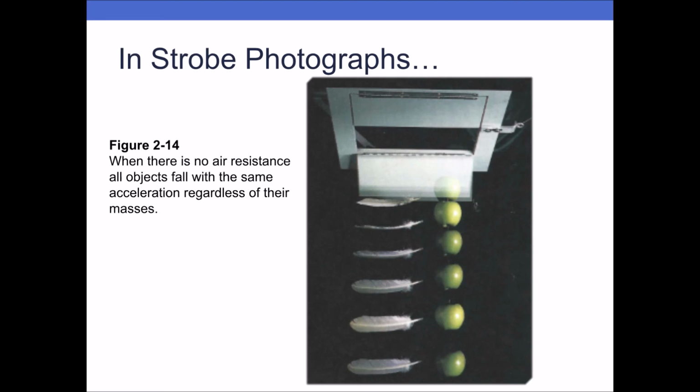Likewise, let's take a look at this photograph, which shows an apple and a feather falling at the same time in a vacuum. When there's no air resistance, both objects fall at the same rate, regardless of their masses or shape.